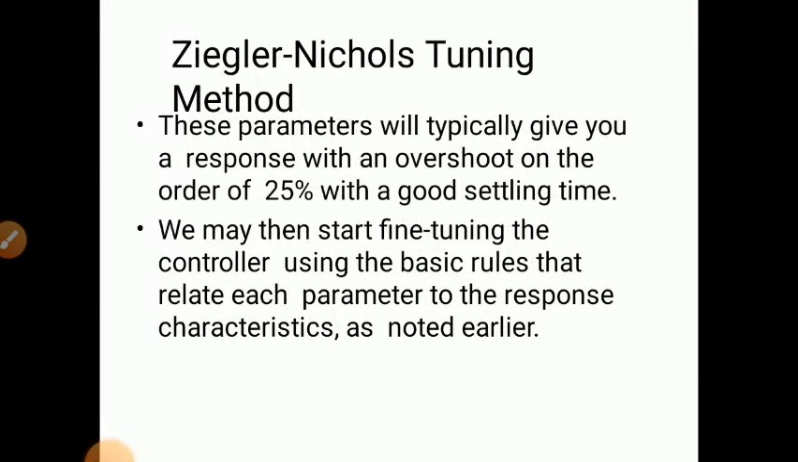These parameters will typically give you a response with an overshoot on the order of 25% with a good settling time. Overshoot will be present, but settling time will also be good. We may then start fine tuning the controller using the basic rules that relate each parameter to the response characteristics, as noted earlier. We have to change the values of Kp, Ki, Kd very slowly and finely, and we will get proper control.